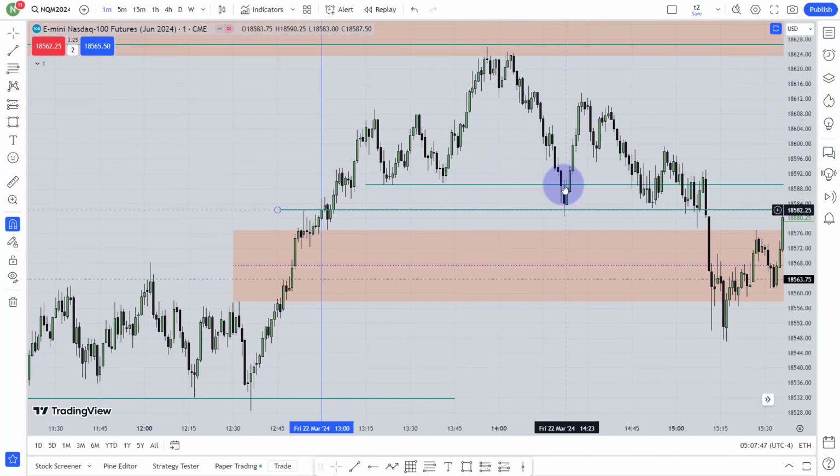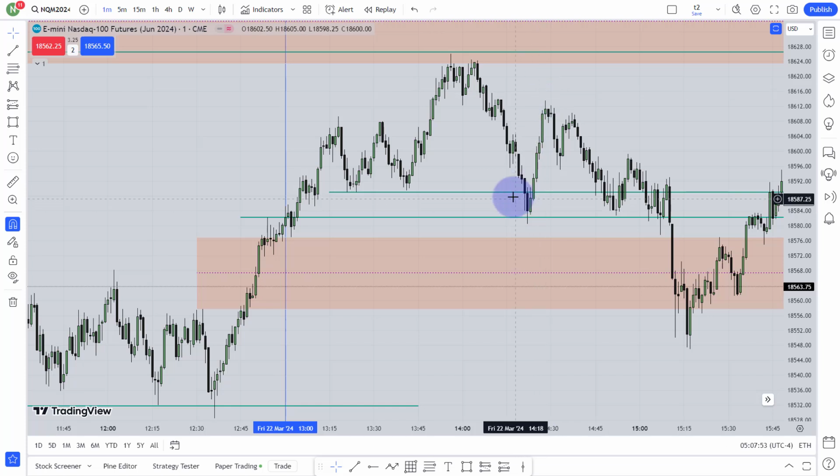When price came to that entry fair value gap for the first time, and then went higher, I had already started to look for a buy setup. What do I mean by that? Market has to take some liquidity, market structure shift, fair value gap entry.